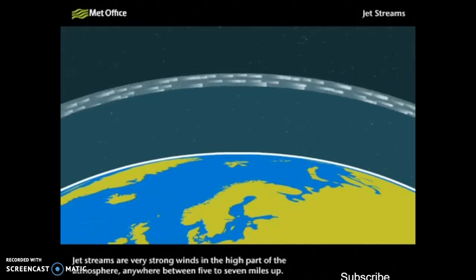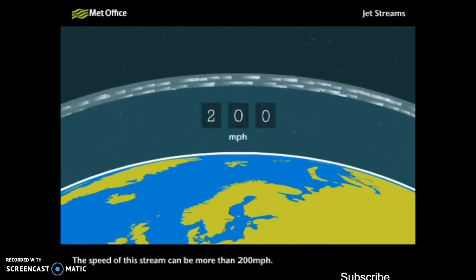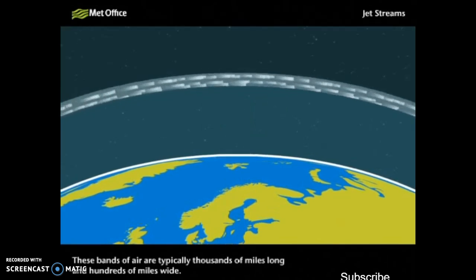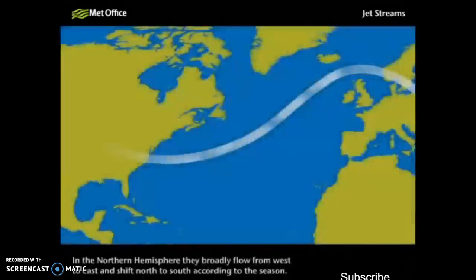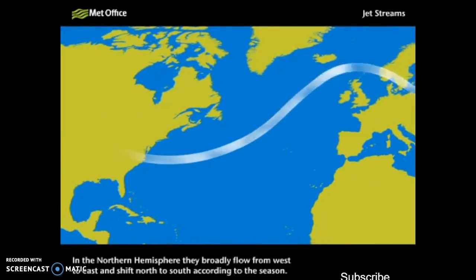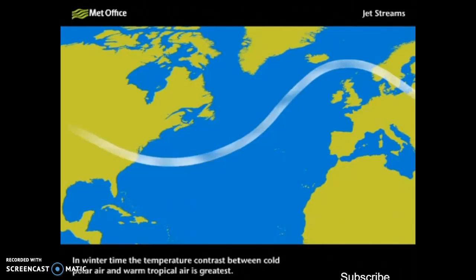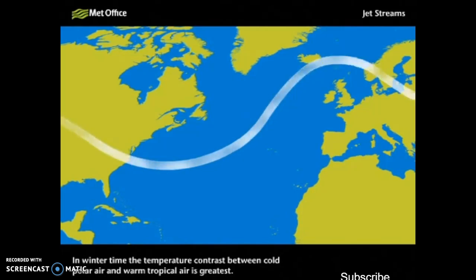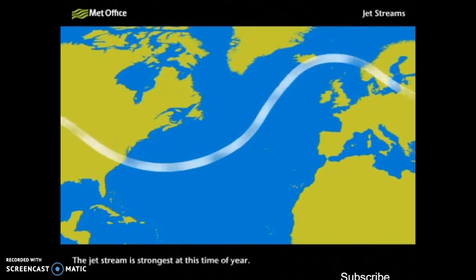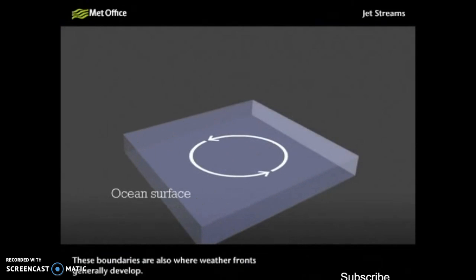Jet streams are very strong winds in the high part of the atmosphere, anywhere between 5 to 7 miles up. The speed of this stream can be more than 200 miles an hour. These bands of air are typically thousands of miles long and hundreds of miles wide. In the northern hemisphere, they broadly flow from west to east and shift north to south according to the season. In wintertime, the temperature contrast between cold polar air and warm tropical air is greatest. The jet stream is strongest at this time of year. These boundaries are also where weather fronts generally develop.